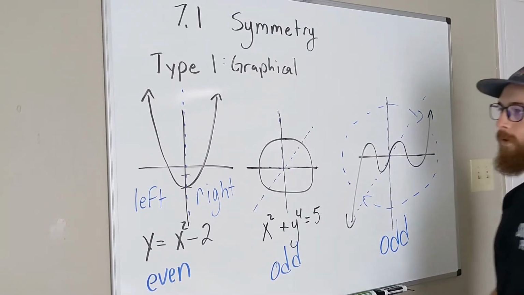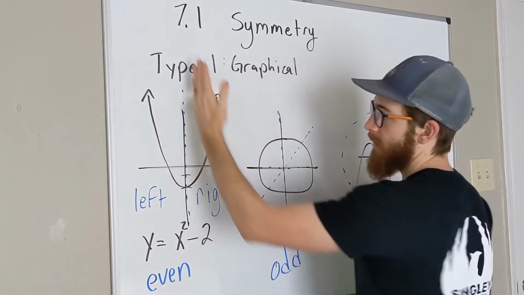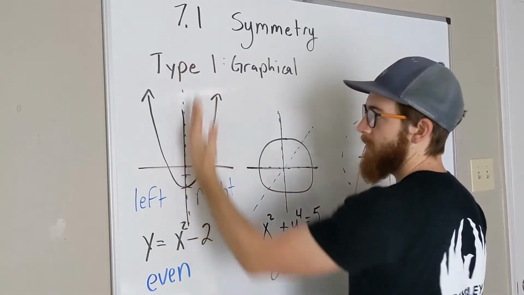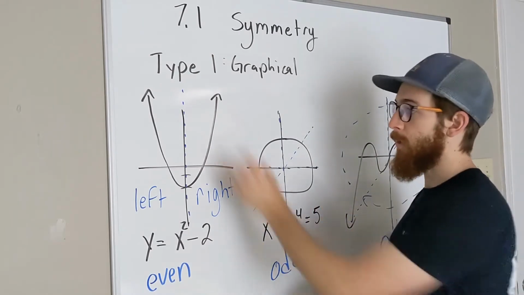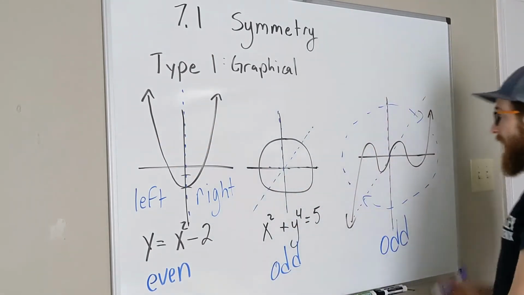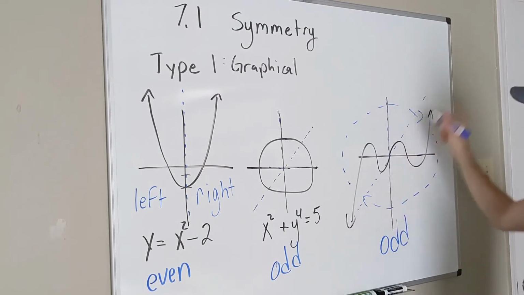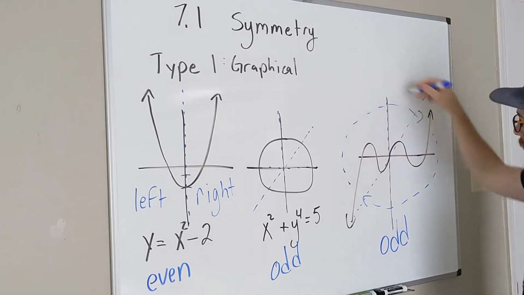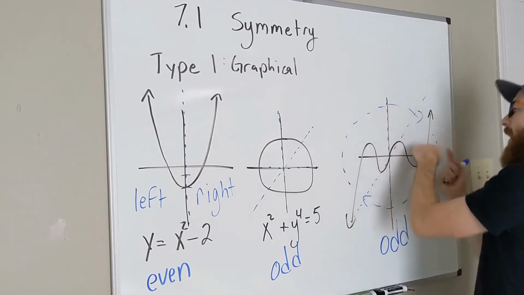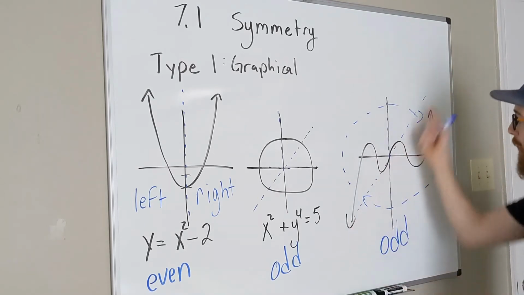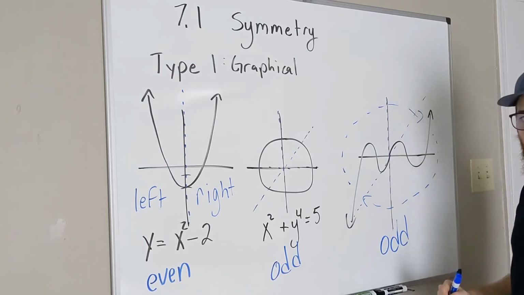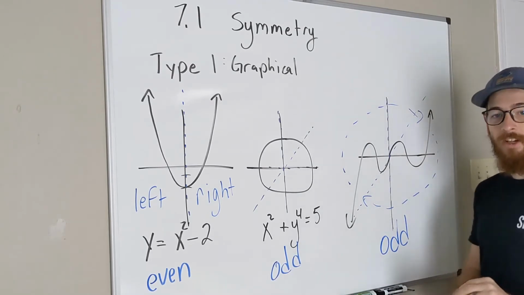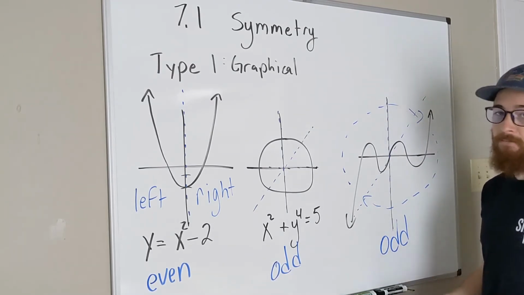So what we're looking for is, first, is it symmetric about the y-axis? If it is, it's even. Okay, pretty simple. If you can rotate it 180 degrees, or flip it twice, or rotate it about the origin, then it's odd. And those are our only two options. If it's not those two things, then it's neither.